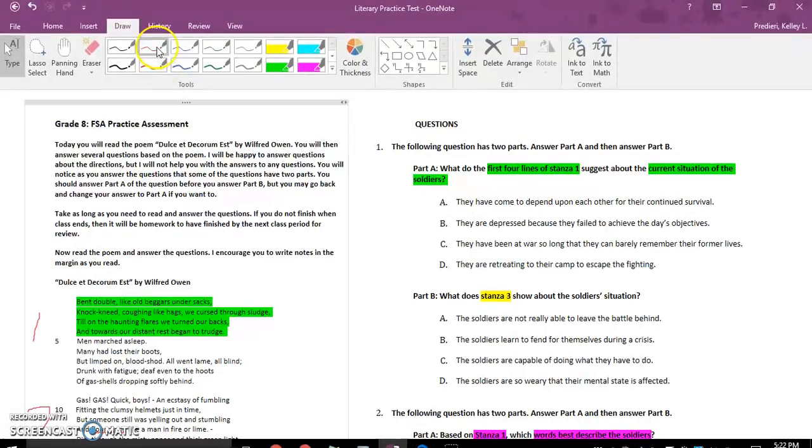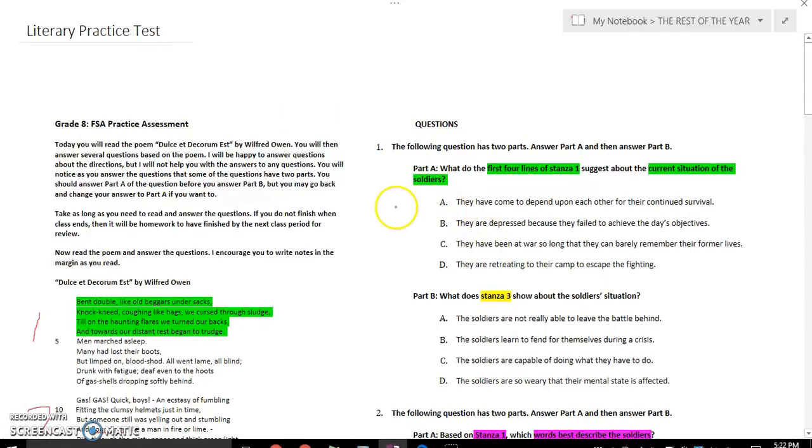Definitely not. They are depressed because they failed to achieve the day's objectives. I don't see anything about depression, so I'm going to rule that one out. They have been at war so long that they can barely remember their former lives. I'm going to rule that one out as well. They are retreating to their camp to escape the fighting.